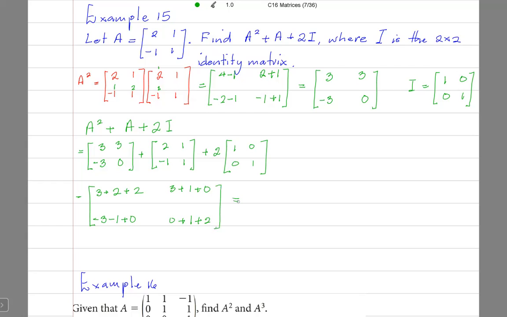And so our final answer would be 7, 4, minus 4, 3. So if A is the matrix 2, 1, minus 1, 1, A squared plus A plus 2I, where I is the 2 by 2 identity matrix, is equal to 7, 4, minus 4, 3.